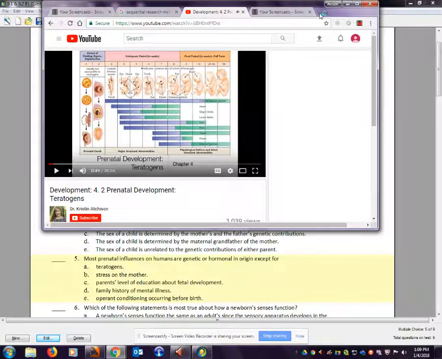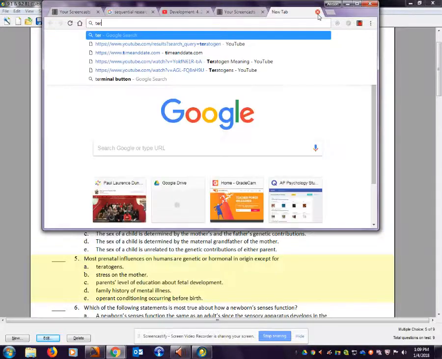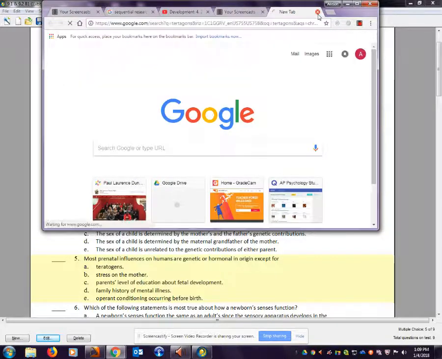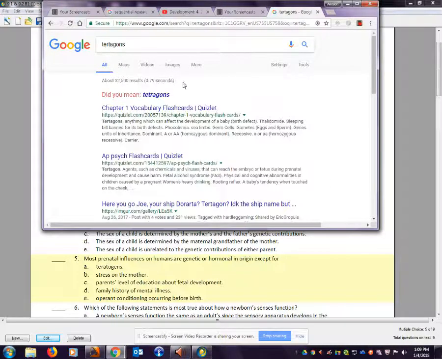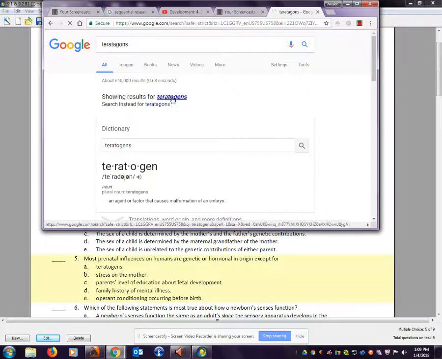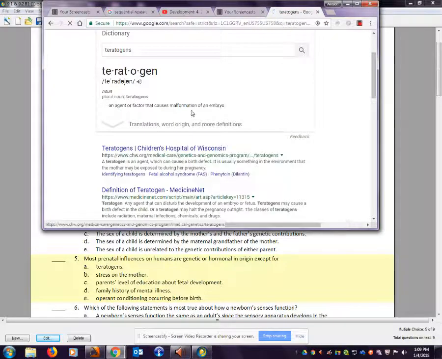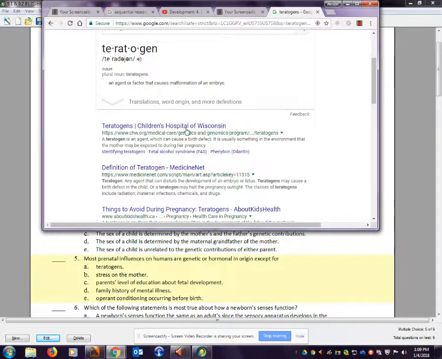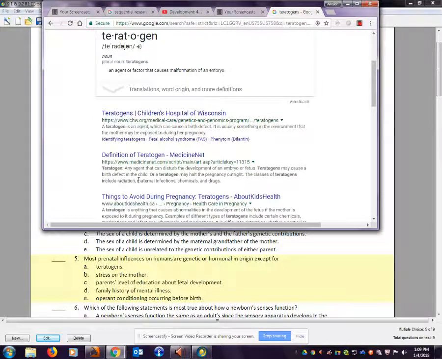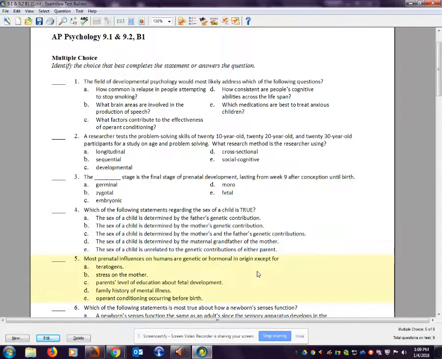Okay, so what are those teratogens? Just for your own information, sorry about that misspelling situation. There we go. A teratogen is an agent or factor that causes malformations. So, what are things like that? It can include radiation, maternal infection, chemicals, drugs. That's what you're looking at.